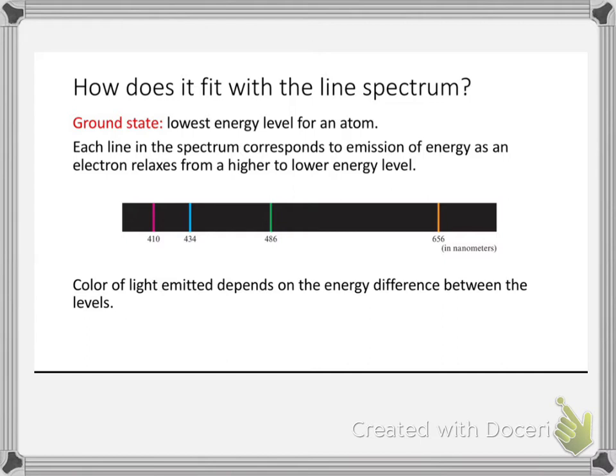And this is what I had mentioned. I just drew all over the last page, but we can look at it again. It says, how does this fit with the line spectrum? The ground state would be the lowest energy. Then each line corresponds to an emission, which means releasing. The atom can absorb light and energy and go up. If it emits energy, it goes down. It releases energy as the electron relaxes from a higher to a lower level, which is what I was describing.